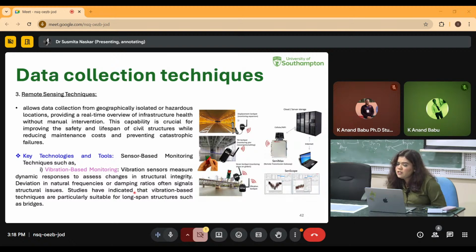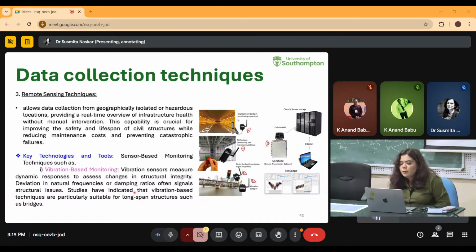So that's where it comes into the picture, where we have to monitor some infrastructure which is geographically isolated, or some hazardous location where humans cannot reach without needing physical access. This will also provide you a real-time overview of the infrastructure health, which is crucial for improving safety, extending the lifespan of civil structures, and reducing maintenance cost, as I said, and it will help you prevent catastrophic failure. That is quite obvious because you are monitoring the data, so it will help you prevent catastrophic failure, right?